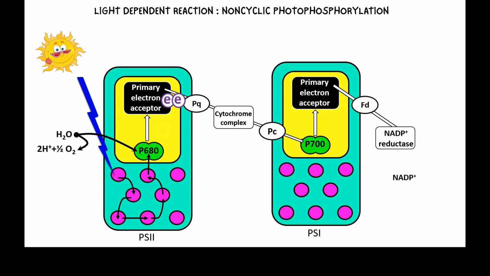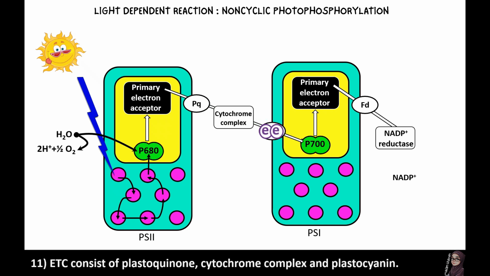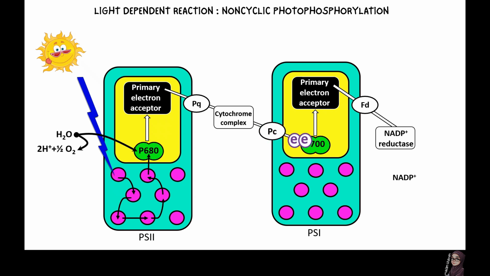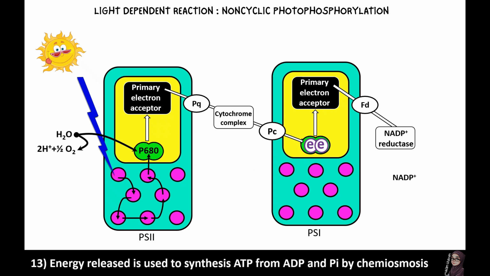Next, both photoexcited electrons are passed from the primary electron acceptor of PS2 to PS1 via the electron transport chain, ETC. The ETC consists of plastoquinone, cytochrome complex, and plastocyanin. As the electrons pass through this chain, energy is released. This released energy is used to synthesize ATP from ADP and phosphate by chemiosmosis.